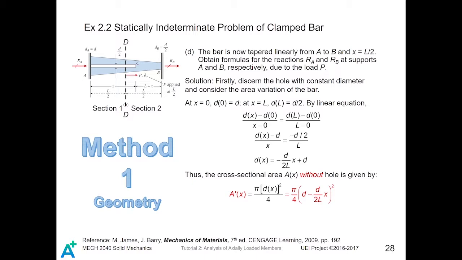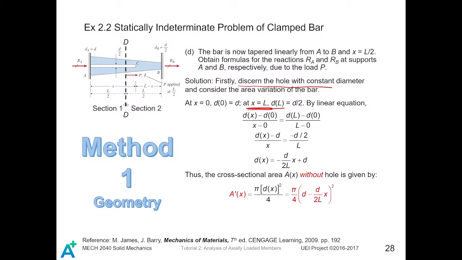Firstly, since the cross-sectional area of this bar is now changing along the length, we need to obtain the equation for that. Firstly, we ignore the hole, that is, at x equals 0, the diameter of the bar is d. Besides, at x equals L, that is, at the end B, its diameter will become d over 2.